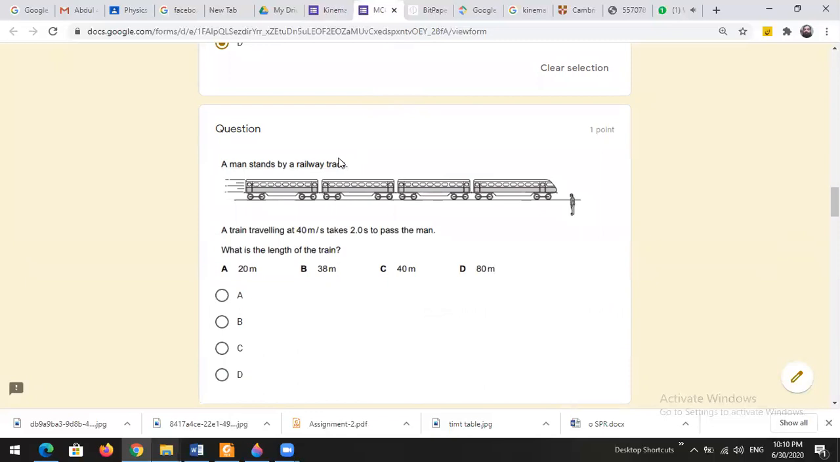Next question. A man stands by a railway track. You can see this railway track and the train, and this man is standing. A train traveling 40 meters per second takes 2 seconds to pass the man. So speed has been given, and time. What is the length of the train? Length of the train means we have to find the distance. We know that distance is equal to speed multiplied by time. So 40 multiplied by 2 gives you 80 meters. So that is why option D is correct.